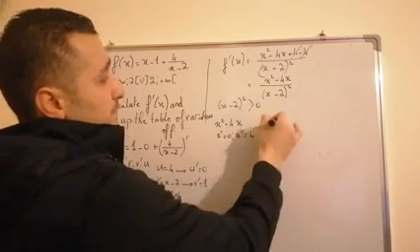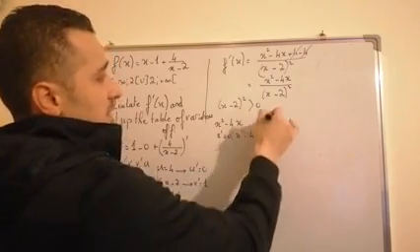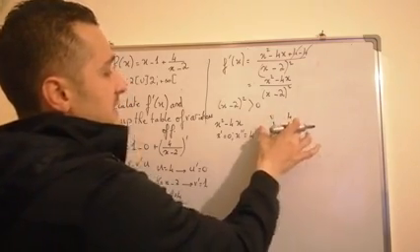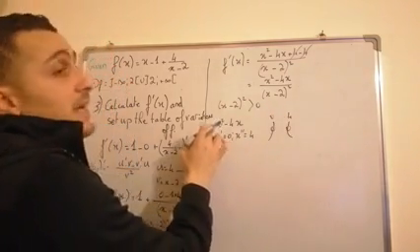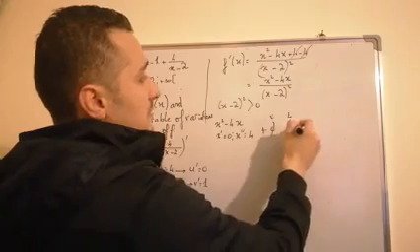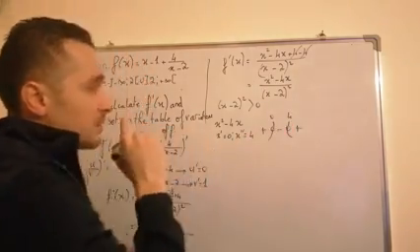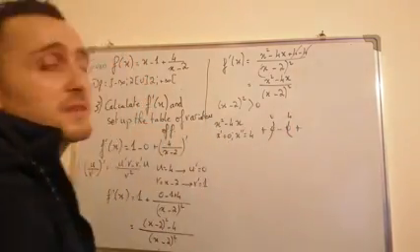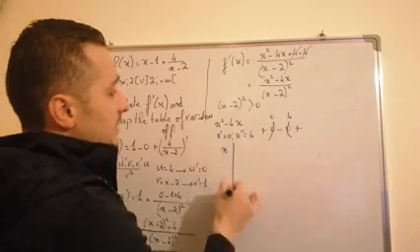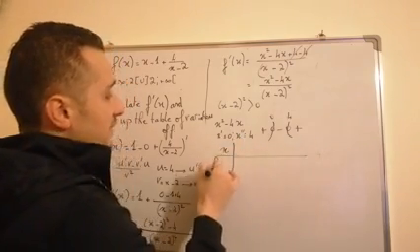We can draw a tree, 0, 4. On the extremities, same sign as a. a is the coefficient of x squared. a is 1, so it's positive. And between the roots, different sign than a. Okay? Now we can draw the table of variation of this function.